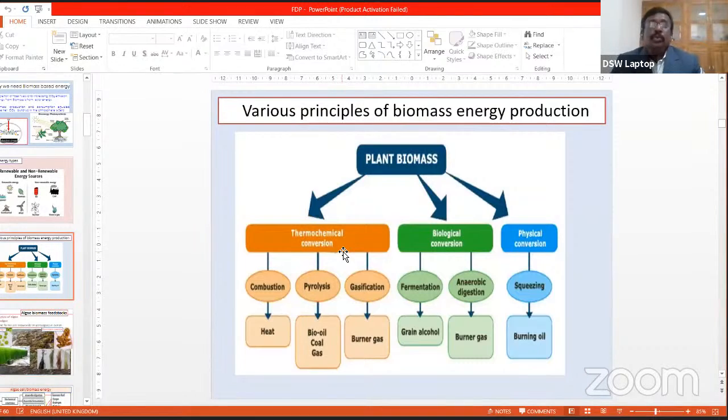Then how do we make this biomass? Is it possible to get energy? Is it possible? That is the question. How is it possible?